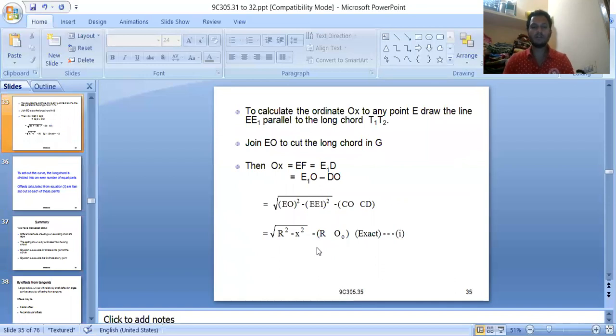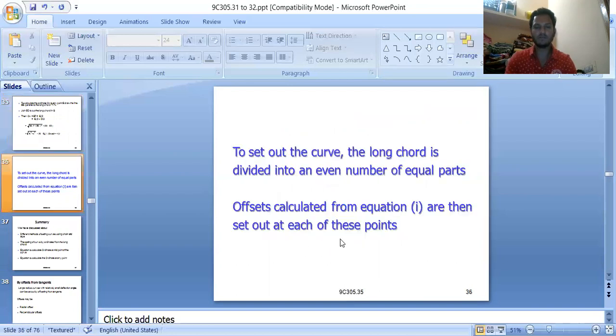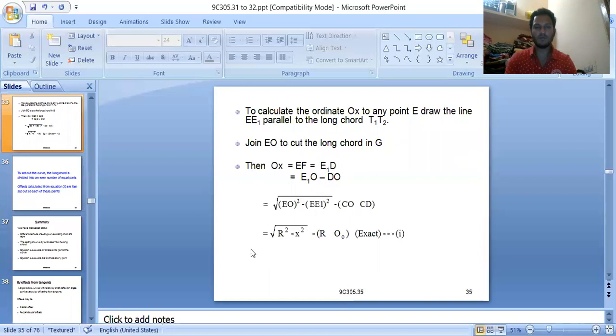To calculate the ordinate OX to any point E, draw the line E1 parallel to the long chord T1, T2. Just now I have explained. Join EO to cut the long chord at Z. Therefore, OX is equal to EF, which is nothing but E1D. E1D is E1O minus DO. So here we will get the square root of EO square minus E1 square, minus CO minus CD, which is CO minus CD. This is the square root of R square minus X square, minus (R minus O0). This is the formula for OX.